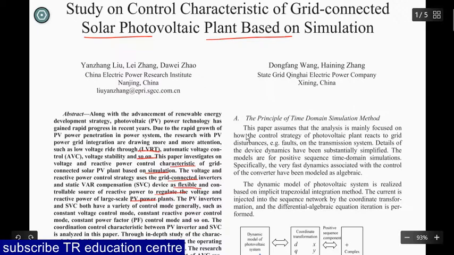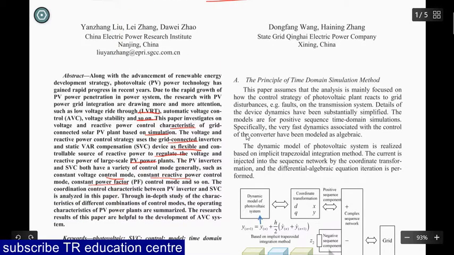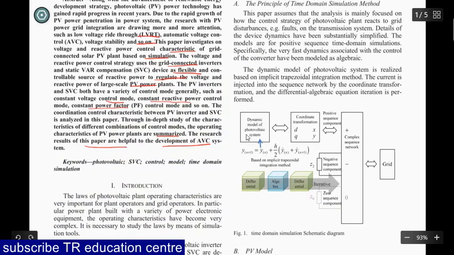The PV inverter and SVC both generally have a variety of control modes, such as constant voltage control mode, constant reactive power control mode, constant power factor mode, and so on. The coordination control characteristics between the PV inverter and SVC are analyzed in this paper, and through in-depth study of the characteristics of different combinations of control modes, the operation characteristics of the PV power plant are summarized. The research results of this paper are helpful to the development of the AVC automatic voltage control system.